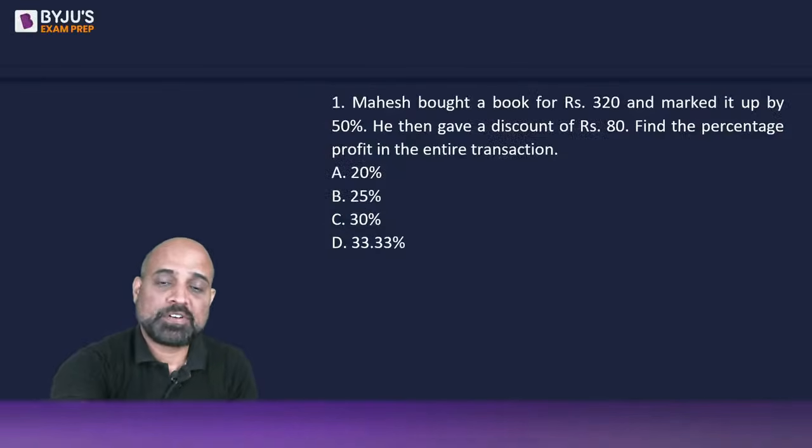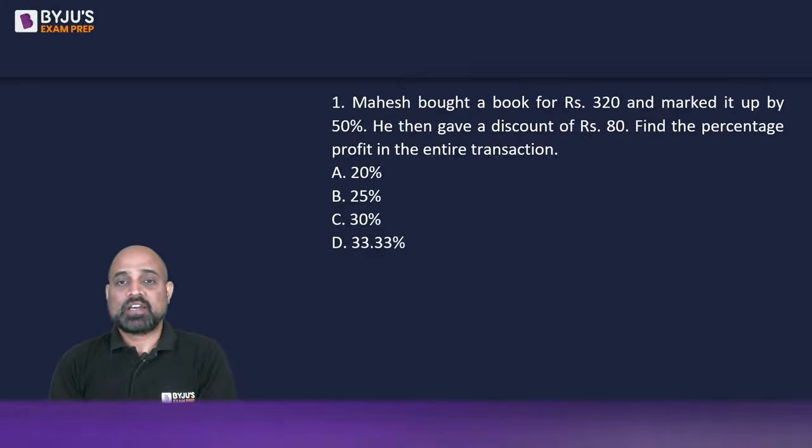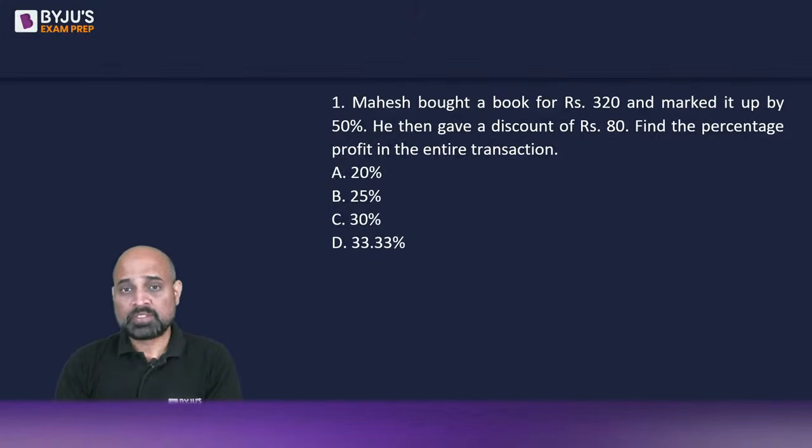So let's begin with our today's first question. Mahesh bought a book for rupees 320 and marked it up by 50%. He then gave a discount of rupees 80. Find the percentage profit in the entire transaction. So this is a very basic question.